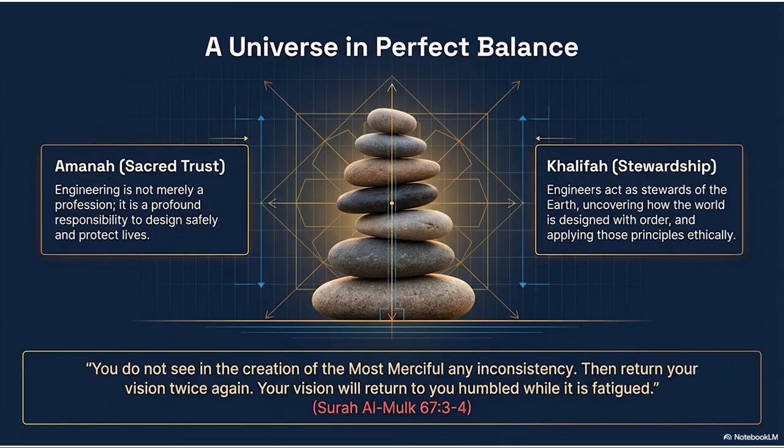The universe is incredibly, aggressively reliable. You can test it. You can, as the quote says, return your vision twice again, and the rules will remain the exact same. And because the rules are consistent, we can actually design real solutions within them. Like, if gravity occasionally just pulled sideways on Tuesdays, we could never build a skyscraper. They'd be living in caves.